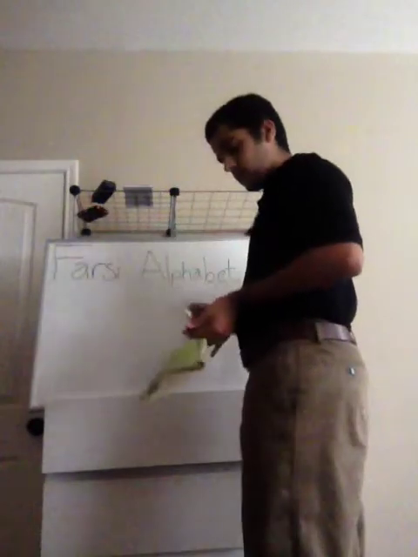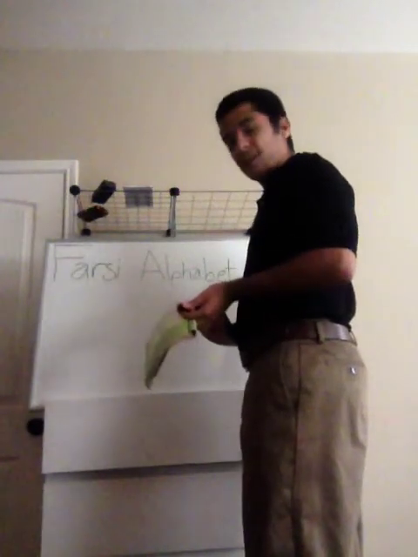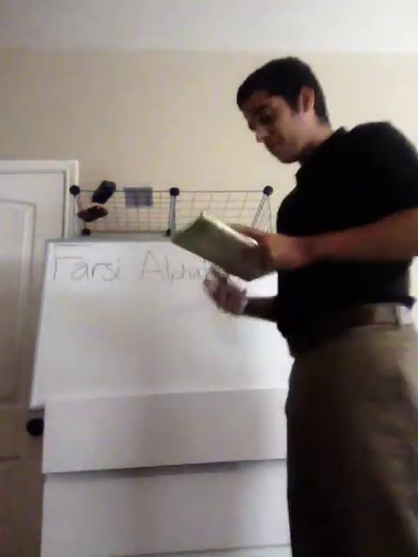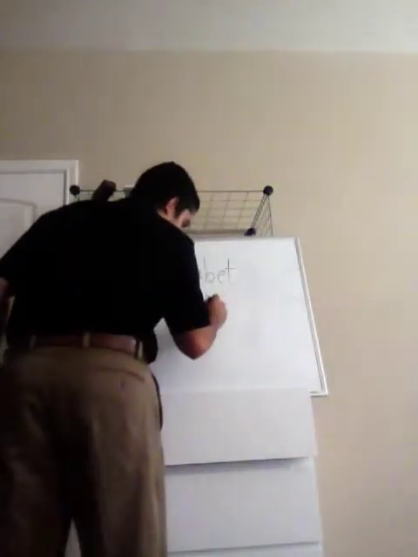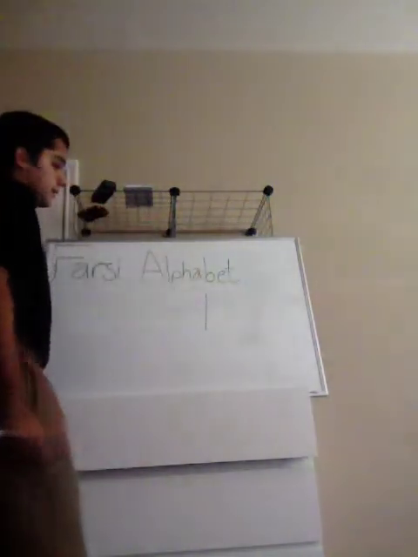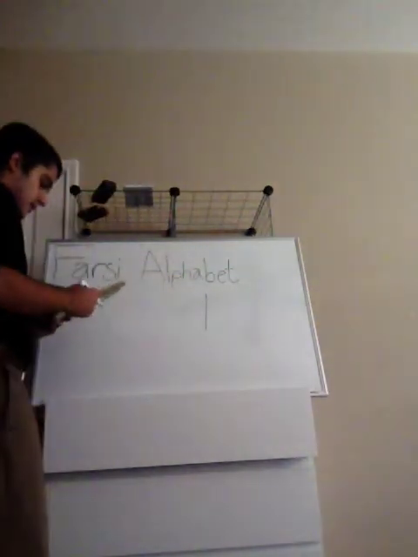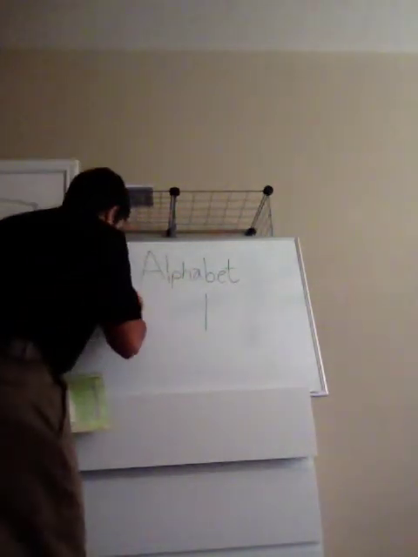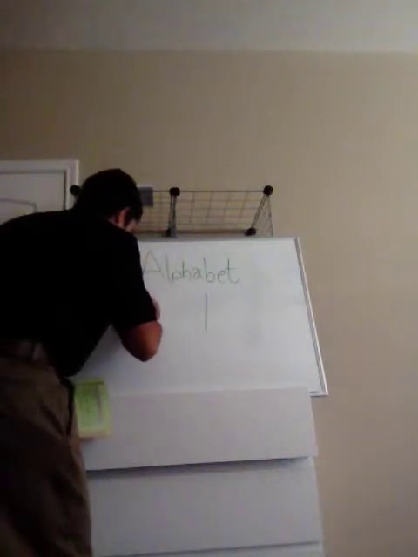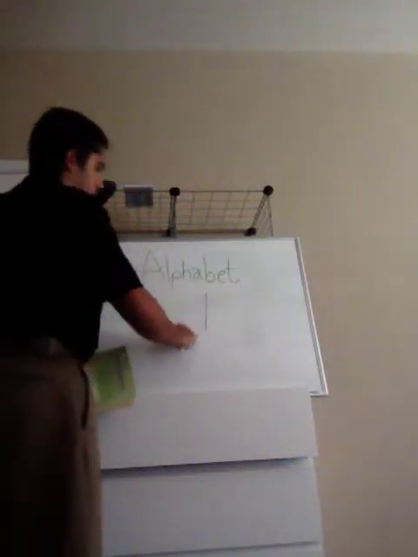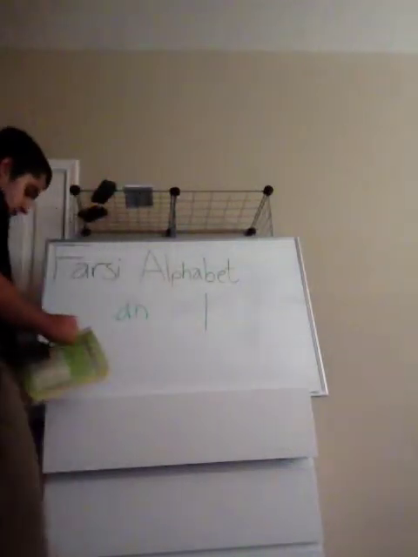The first letter in the Farsi alphabet is the letter that is pronounced ah. It looks like this. We pronounce it as if it gives a sound like this: ah.